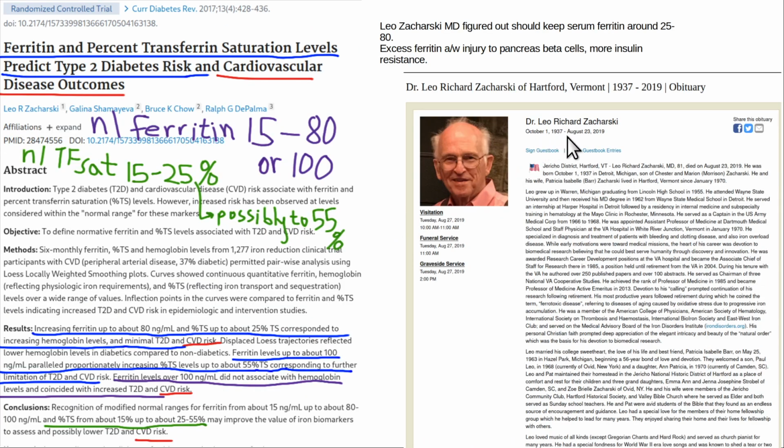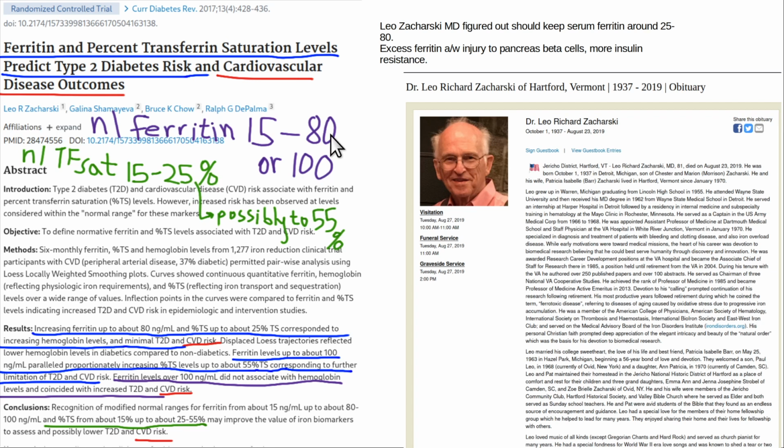This guy, Leo Zacharski, did a lot of excellent research to figure out what should be the desirable serum ferritin level. At the bottom end, some people say if you get below 25, you're at increased risk for restless legs, so some people have a problem with that. Some people say just being below 100 is good. In the perfect world, you'd ideally like your serum ferritin between about 25 to 80.